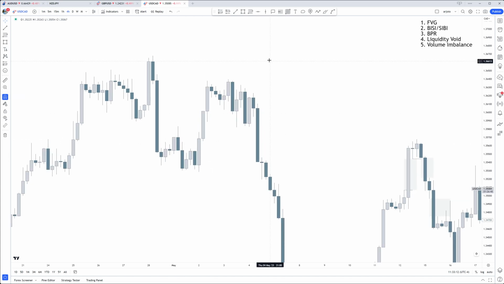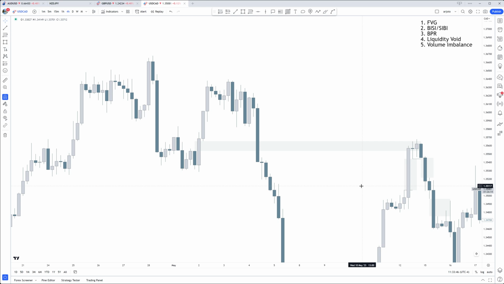What does that look like? If we take a look right here, this right here is a balanced price range. And again, all these 5 things, essentially 4, because BISI SIBI is just a fair value gap, these can all be used as points of interest or PD arrays that we can trade off of.